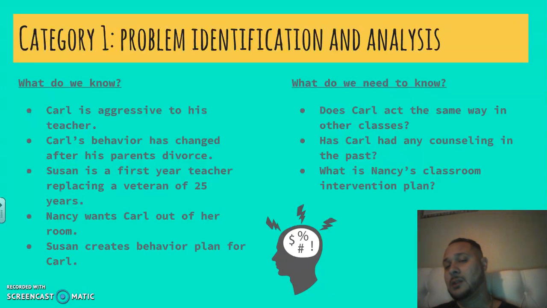Okay, what do we need to know? Does Carl act the same way in other classes? Some students may act one way in one class. They may be bad in your class and they may be real good in somebody else's class. We do not know that. Does Carl have any counseling in the past? Has he been seen by a psychiatrist or a school counselor? And what is Nancy's classroom intervention plan? Does she have something set in concrete in her classroom? If somebody breaks the rule, what would happen?